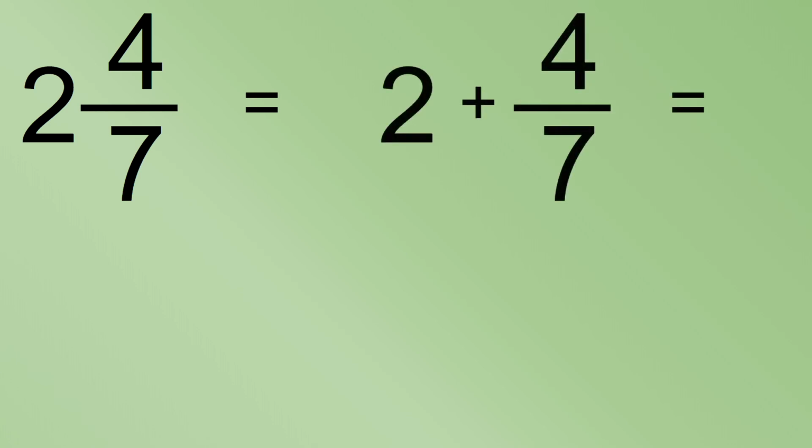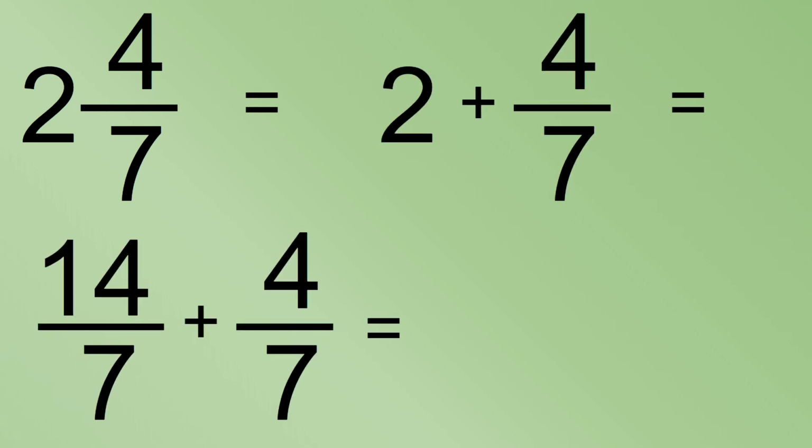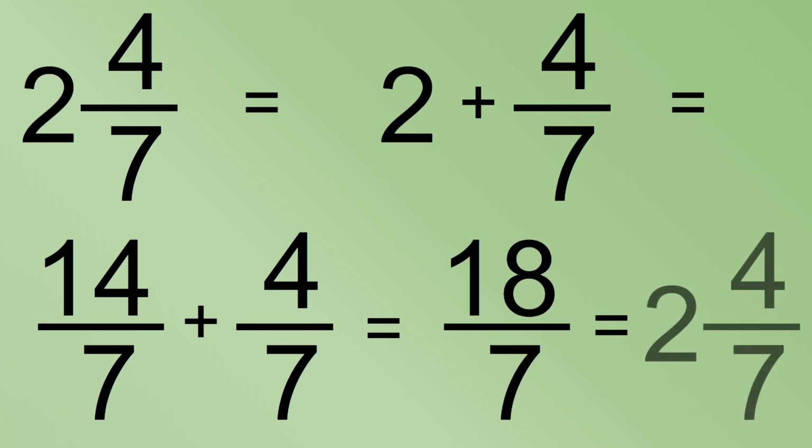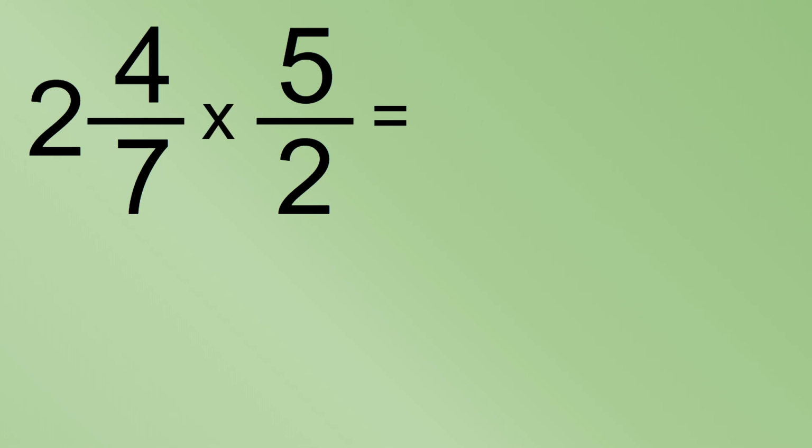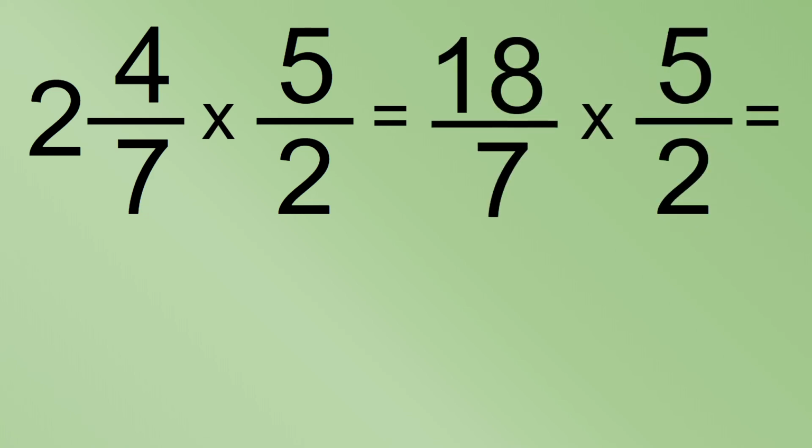Using the information from our previous slide, and using the knowledge that 2 and 4/7 is equal to 2 plus 4/7, we can convert the 2 into an improper fraction. Moving back to our original equation of 2 and 4/7 multiplied by 5 upon 2, we can substitute our converted mixed number and multiply.